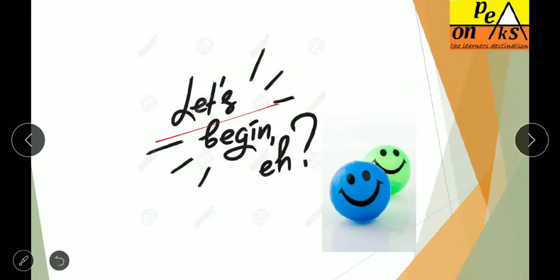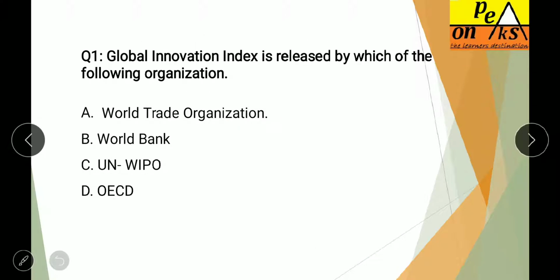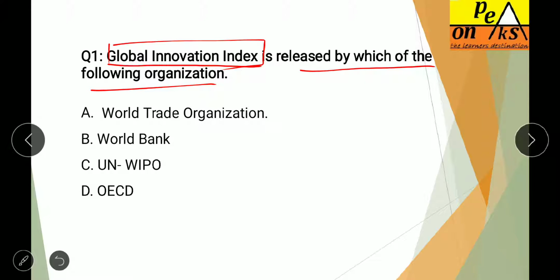Let's begin our daily MCQs. First question, with respect to the Global Innovation Index: the Global Innovation Index is released by which of the following organizations? Option A, World Trade Organization. Option B, World Bank. Option C, WIPO, that means World Intellectual Property Organization. And option D, OECD, that means Organization for Economic Cooperation and Development.